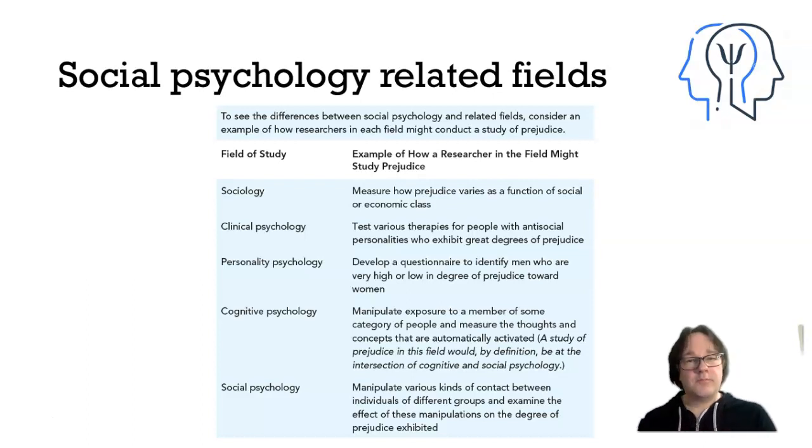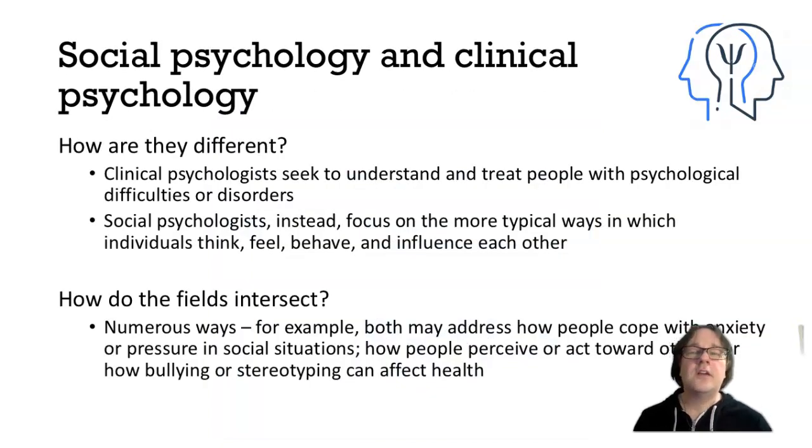So again, we can approach the issue of prejudice from various different perspectives. The social psychological perspective is interested in the individual, number one, and also the individual in a social context, putting, say, people together to see whether or not that's going to affect levels of prejudice.